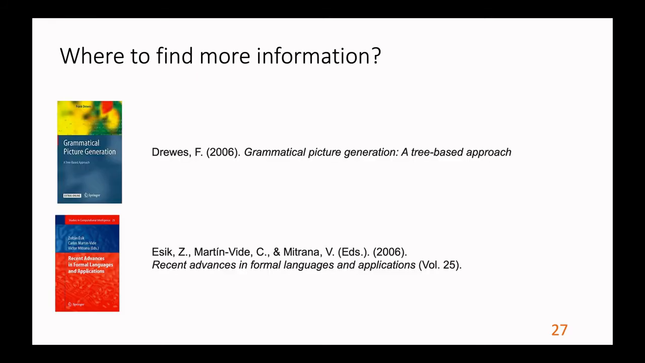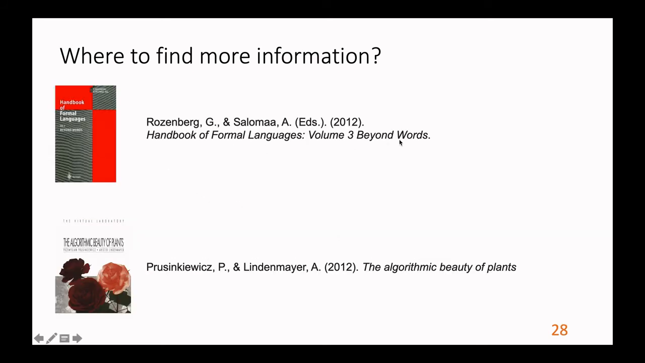Of course, what I have presented here is just the tip of the iceberg. So now I want to give you some pointers to where to find more information. These are the books where I took these examples from. The first one is Grammatical Picture Generation, a very nice and formal book. Then you have also Recent Advances in Formal Languages and Applications, in which just one of the applications is to generate drawings and to operate over images using formal grammars and automatons. And then you have the Handbook of Formal Grammars, volume 3, called Beyond Words. They don't just go into the topic of images. They go a bit far.